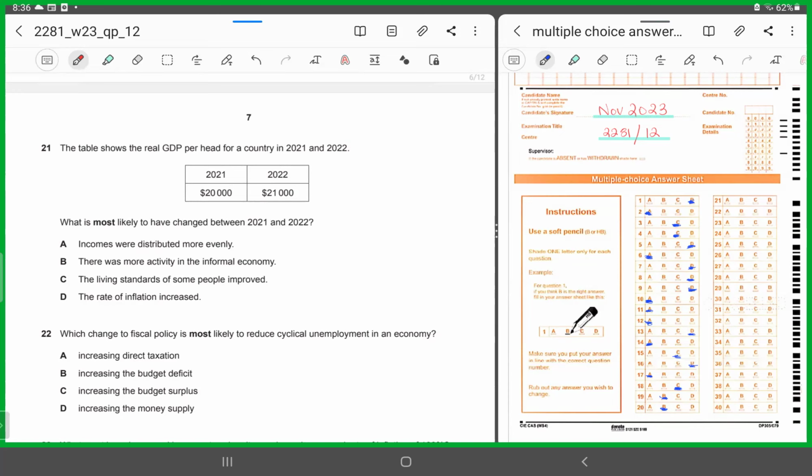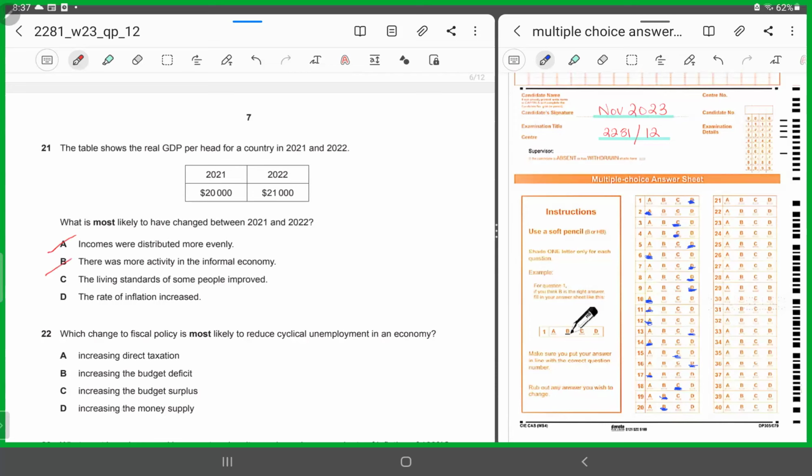Incomes were distributed more evenly. There was more activity in the informal economy. The living standards of some people improved. The rate of inflation increased. Incomes were distributed more evenly? No, it cannot be the situation. There was more activity in the informal economy? This table cannot provide you that information.